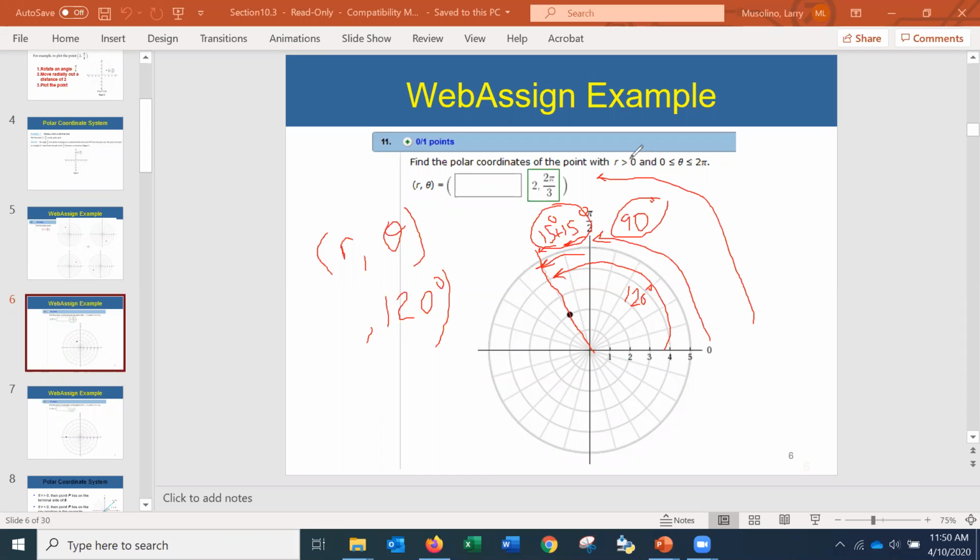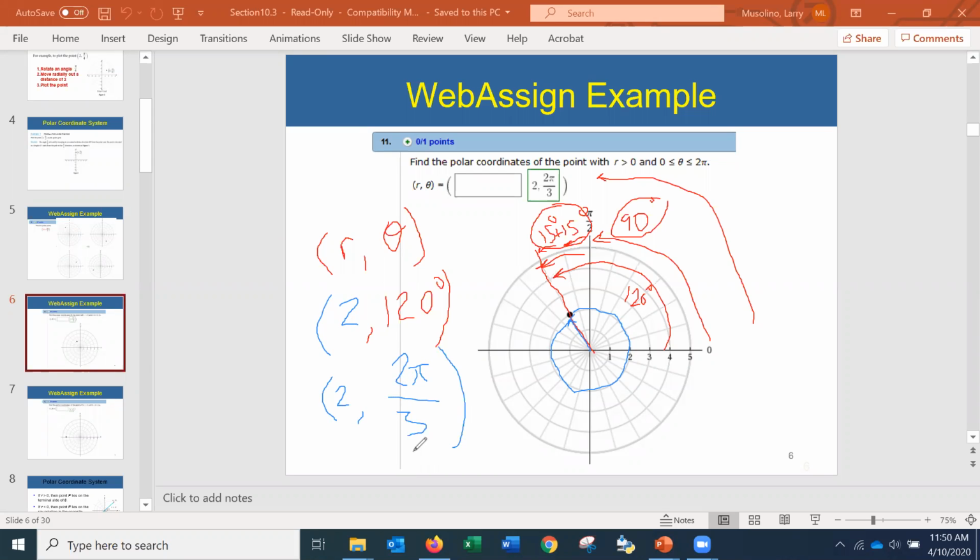All right, what about R? Well, R is how far out you walked to get to that black dot. Well, if you notice, I'm walking out until I get to this circle, and this blue circle is a radius of 2. So that must mean r is 2. So the answer to this question is 2 comma 120 degrees. Or if you wanted to enter this in radians, you can convert 120 degrees, and that would be 2 pi over 3 radians.